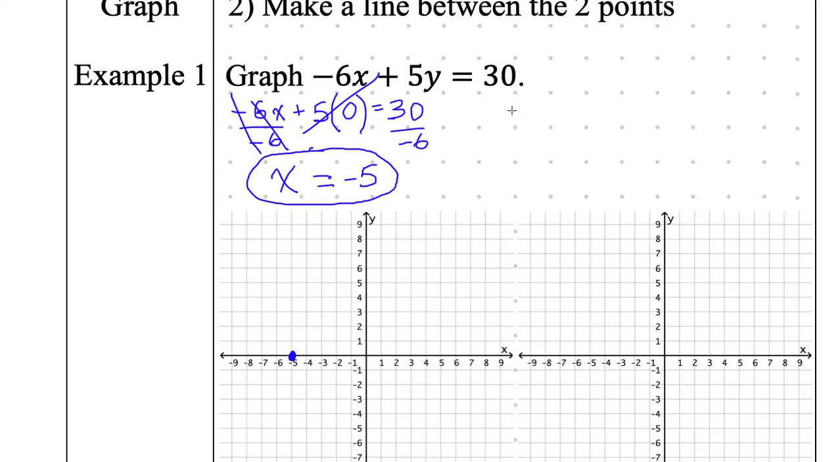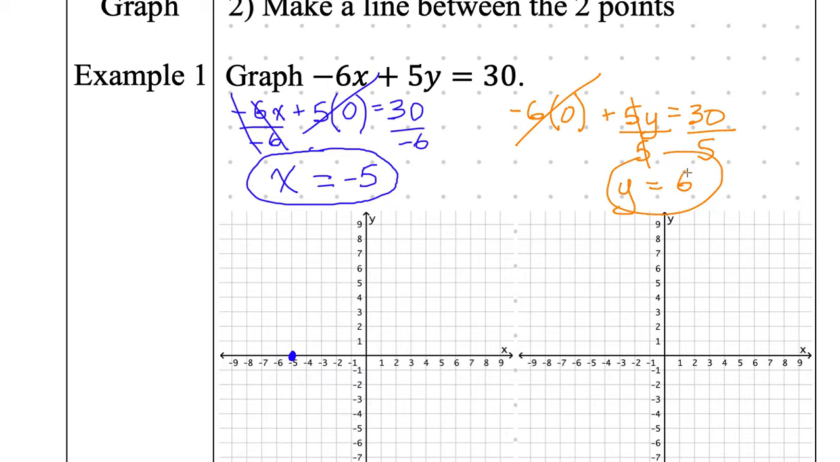Make x 0, so negative 6 times 0 is 0, just cancel that out. And then 5y equals 30, do 30 divided by 5, which is 6. I think you said it backwards, but yeah, you're good. The y-intercept is 6. You have it indeed correct. The 5 cancels out, and y is equal to 6, which I'm going to circle.